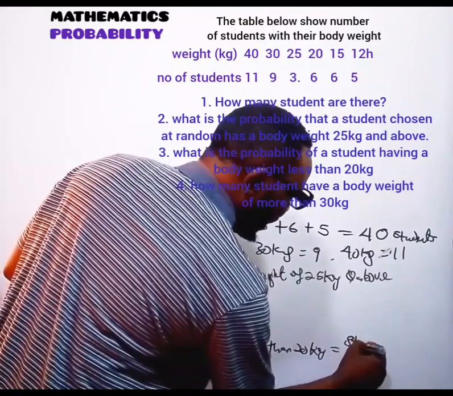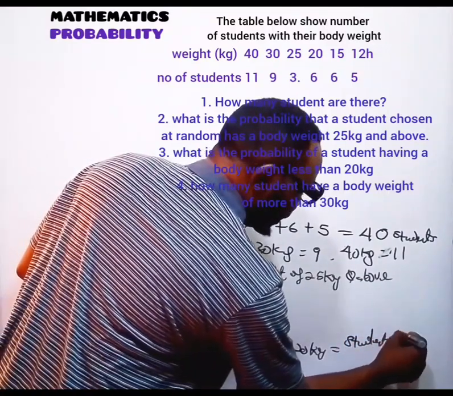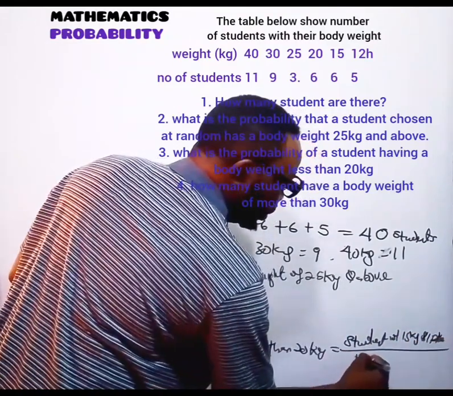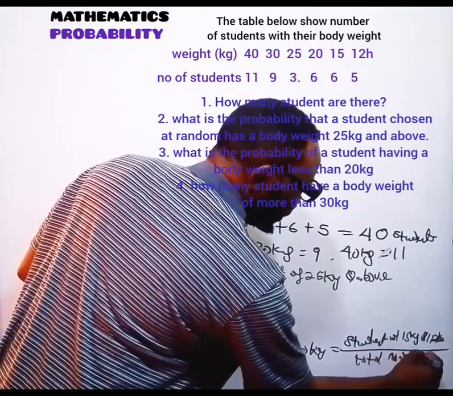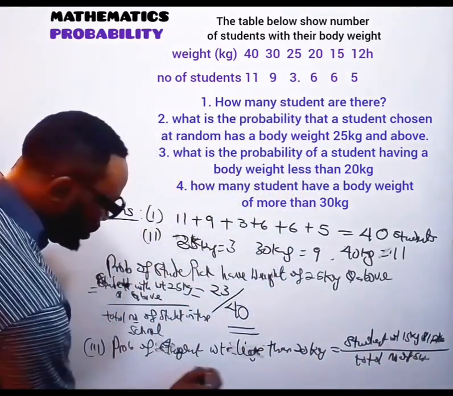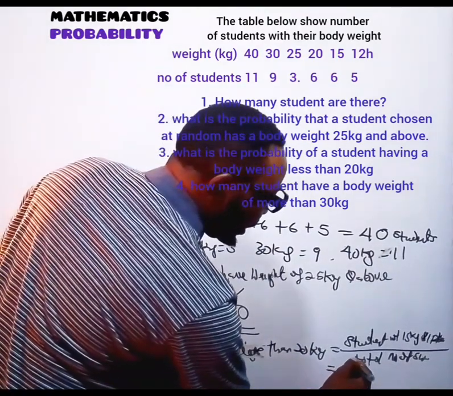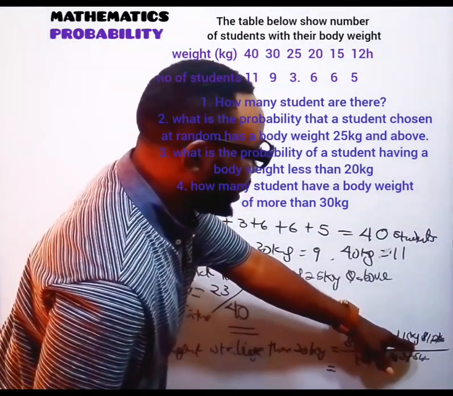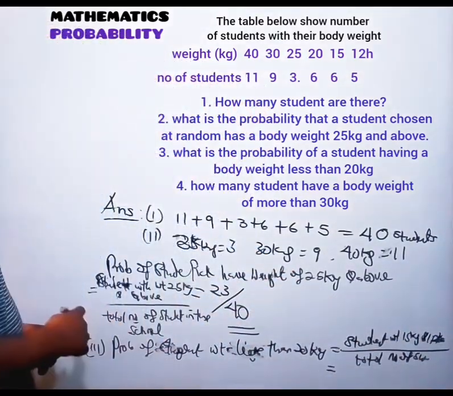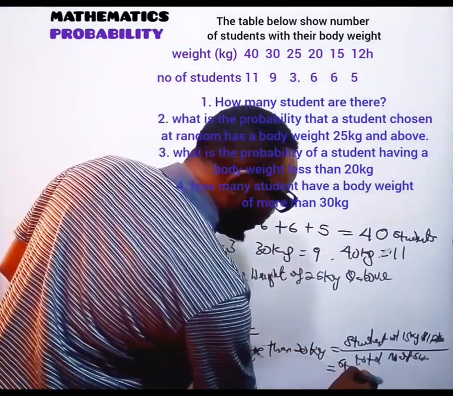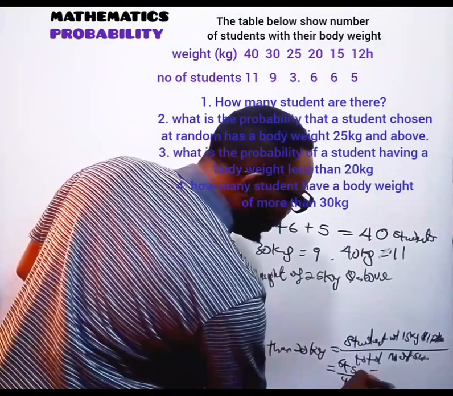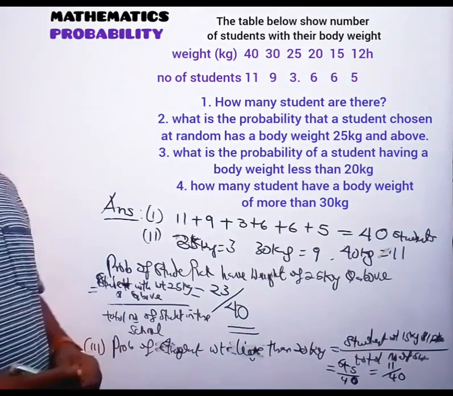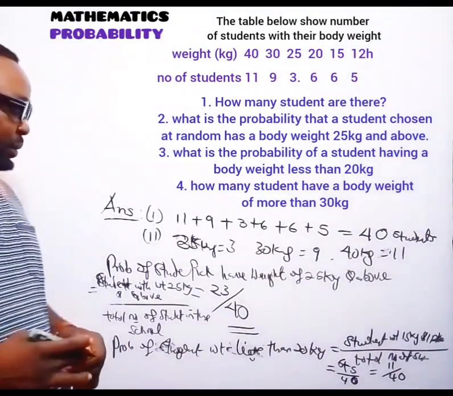Number of students with 15 kg and 12 kg over the total number of students, which is going to be equal to, how many students are in 15 kilogram and 12 kilogram? That's 6 plus 5, all over 40. That will be equal to 11 over 40. So those are the students that have weight less than 20 kilogram.